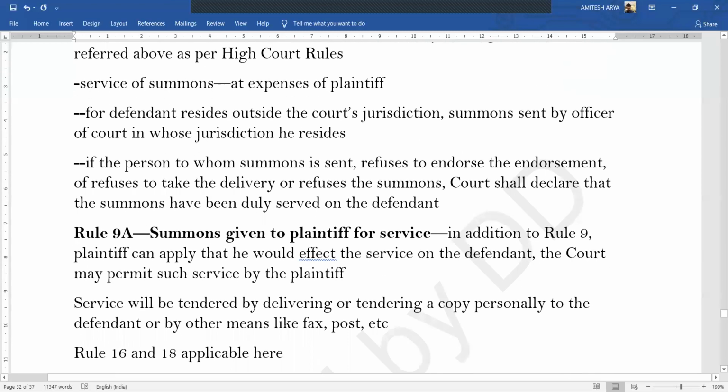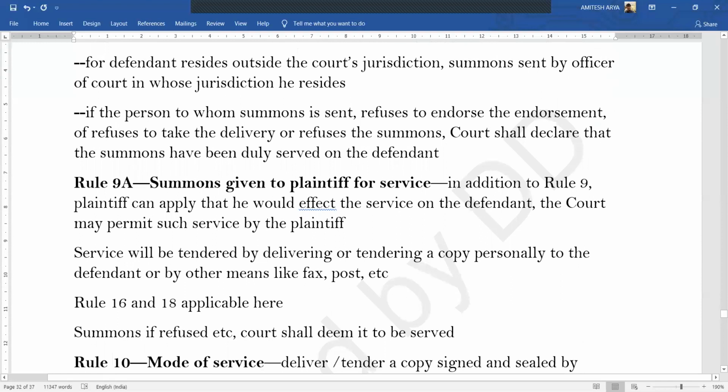Then we go on to rule 9A. So apart from rule 9, where the delivery of summons is being done by the court, summons can be given to a plaintiff where he can go and give it to them. So in addition to rule 9, plaintiff can apply that he will effect the service on the defendant, and the court may permit such a service. What he will do, he will either deliver or tender a copy personally to the defendant, or he will use other means, fax, post, whatever has been approved by the court.